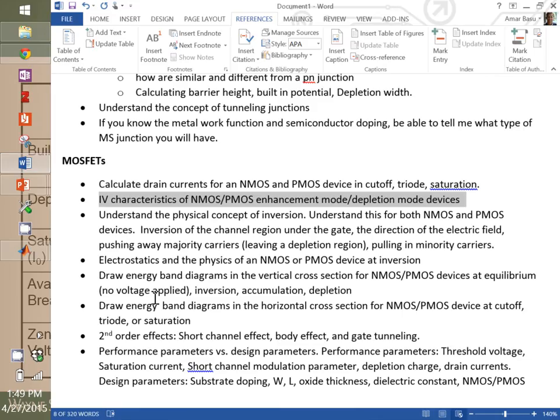If I draw you the energy band diagram for some device, and I tell you this is what the energy band diagram looks like with a certain amount of voltage applied, you should be able to look at the energy band diagram and tell me what type of device it is. And vice versa. I could say, you have an NMOS enhancement mode device, draw me the energy band diagram at accumulation mode. Tell me which direction the electric field points. Tell me what's happening to the majority and minority carriers in the gate region, qualitatively.